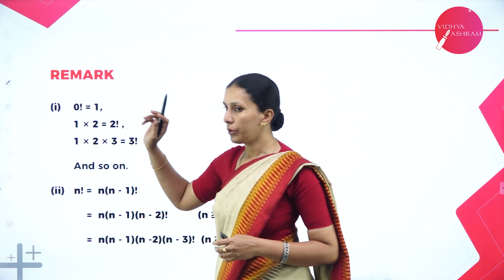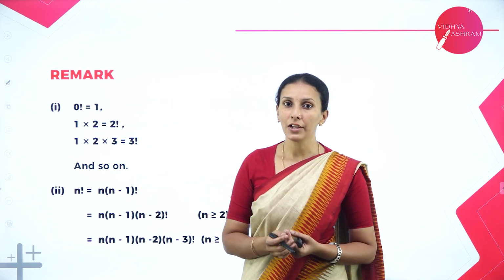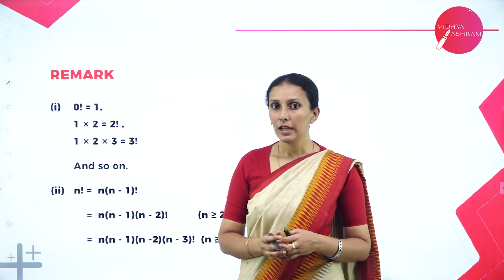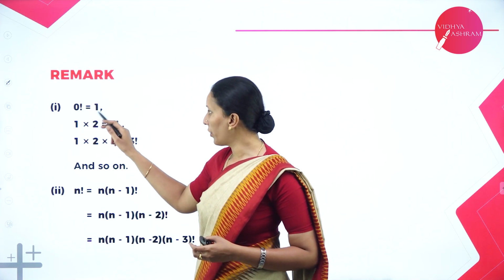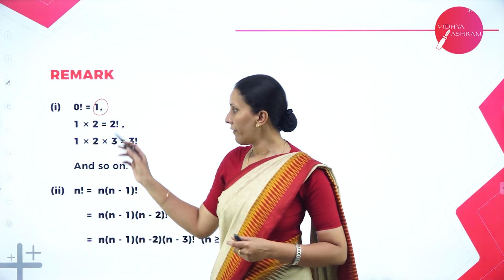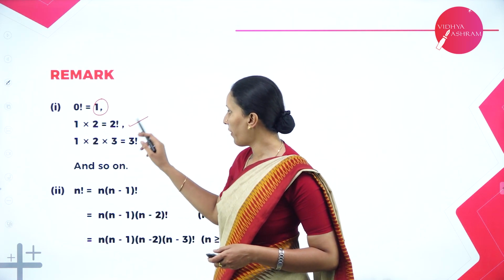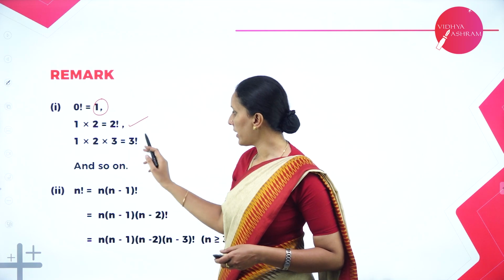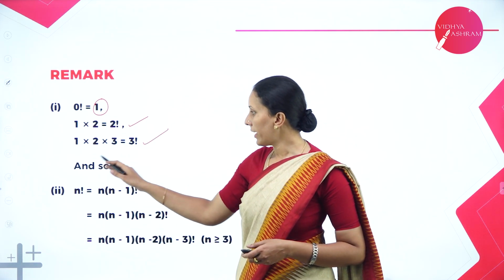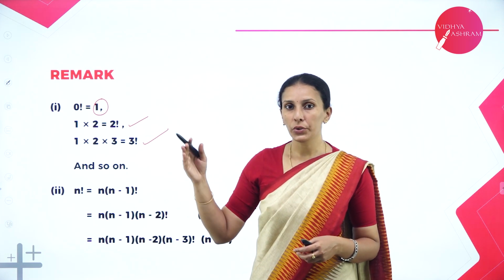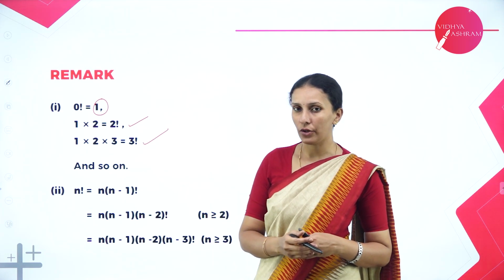So 0 factorial. Sometimes we may get the value as 0 under the factorial, but 0 is not a natural number, but we assume 0 factorial to be taken as 1. Now again, 1 into 2 is nothing but 2 factorial. 1 into 2 into 3 is nothing but 3 factorial, and so on. So therefore, we can write 1 into 2 into 3 into n as n factorial.